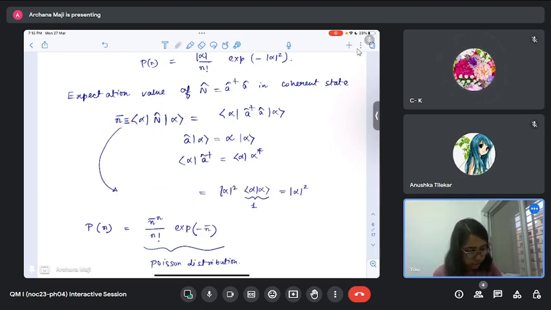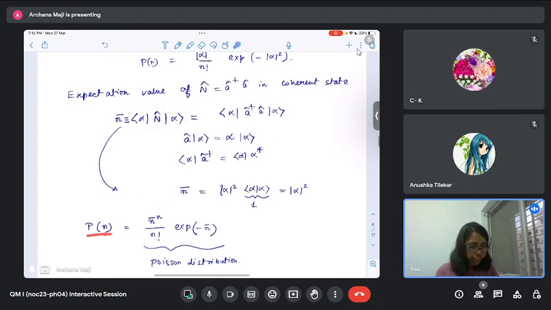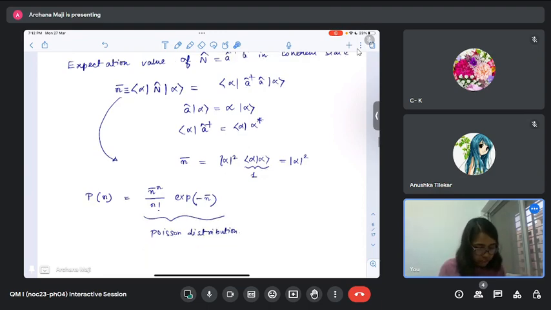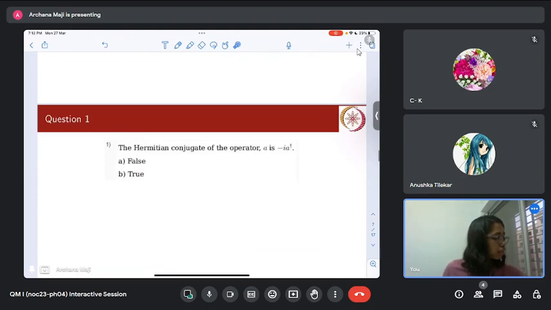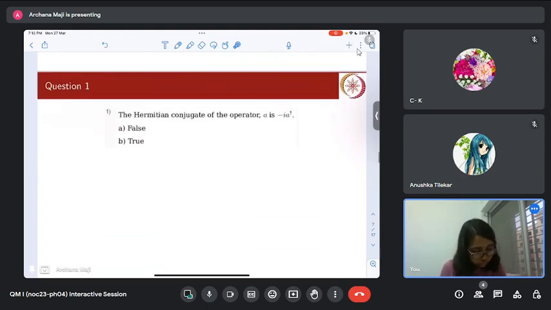Okay, ma'am. Yeah. So n bar is mod of alpha square, and n bar is defined to be the expectation value of the number operator in the coherent state. And so the probability of getting n photons in the coherent state satisfies this Poisson distribution. Okay, so that's all I wanted to say. It's 7 already. So let's begin our assignment.